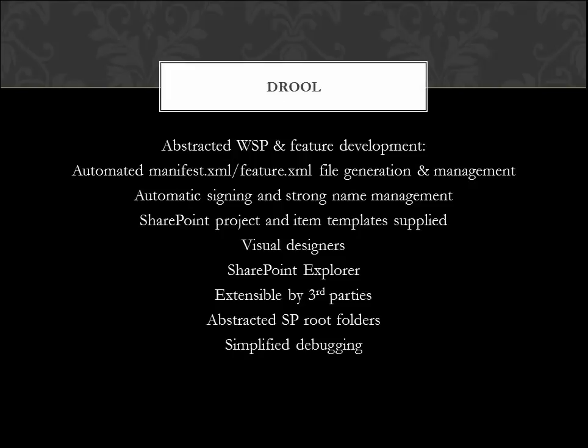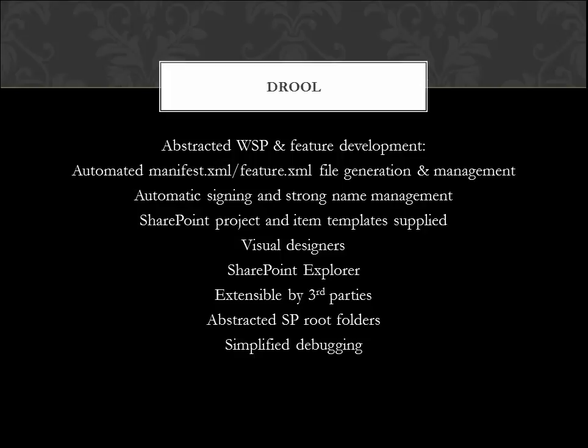So in terms of goodies to look out for, which we'll be looking at tonight in detail, are essentially this list here. Everything about the abstraction of solution file and feature development, especially around automated manifest and feature.xml file generation and management. We've got some great tooling in place for this stuff now that was completely lacking before, and they've taken it beyond just that. We'll see how our projects are now automatically signed for us, and the bits that rely on those keys are now managed for us as well.